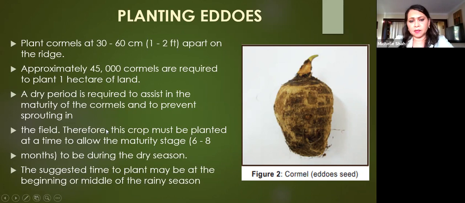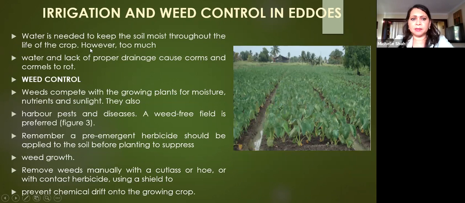Irrigation and weed control. Water is needed to keep the soil moist throughout the life of the crop. Too much water and lack of proper drainage cause corms and cormels to rot. Weed control: weeds compete with the growing plants for moisture, nutrients, and sunlight. They also harbor pests and diseases. A weed-free field is preferred. See, this is a picture of a weed-free field.